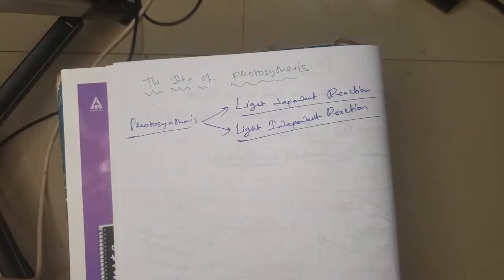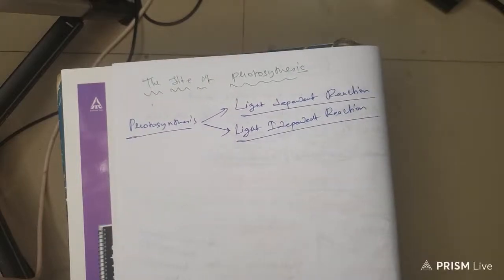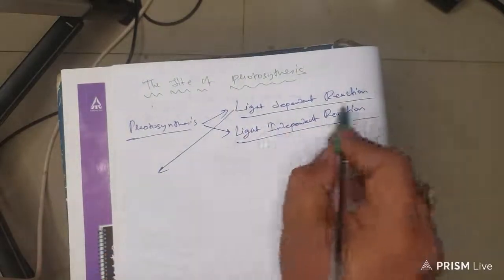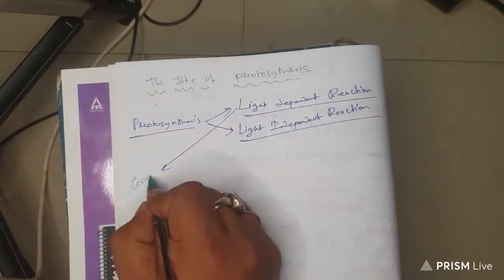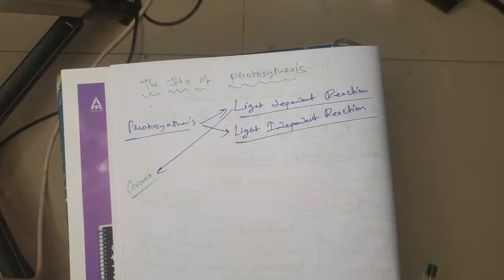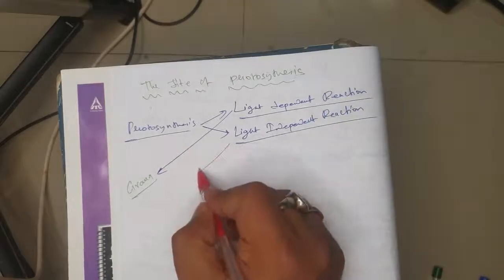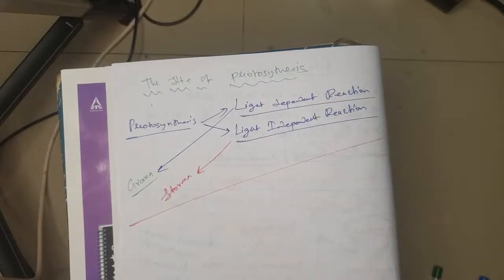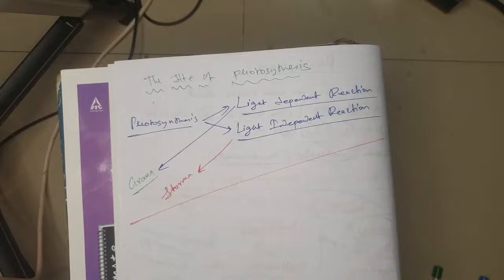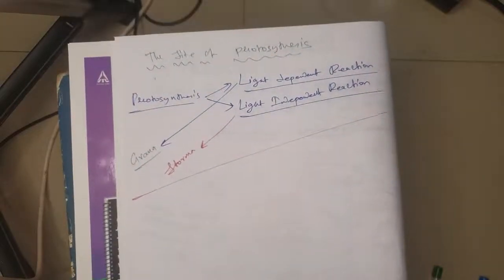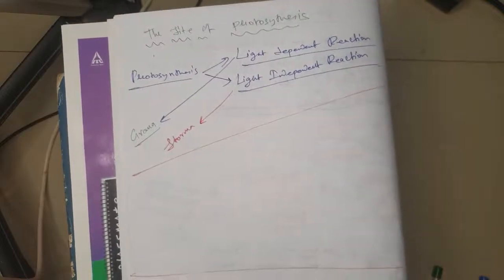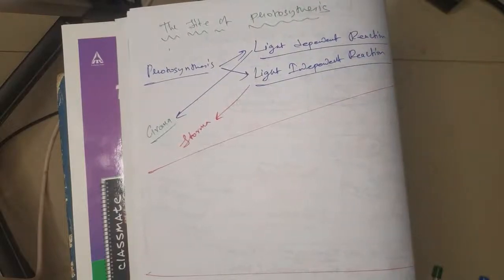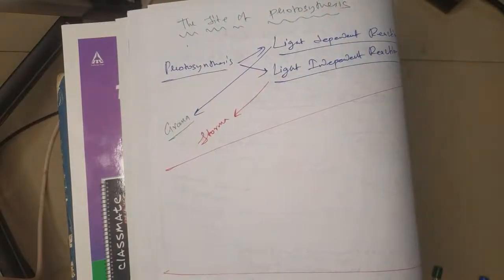Now when we talk about light dependent and light independent reactions, you have learned in class 10 that the light dependent reaction occurs in the grana. But the light independent reaction, or dark reaction as we call it, occurs in the stroma. We already know all these things, but still a little bit of recapitulation is required because it is there in your syllabus.